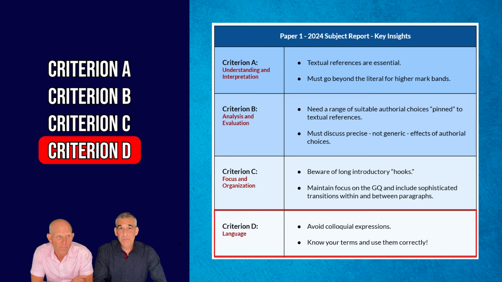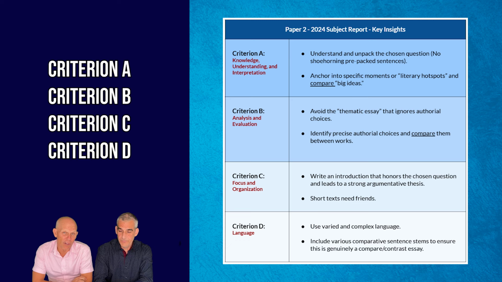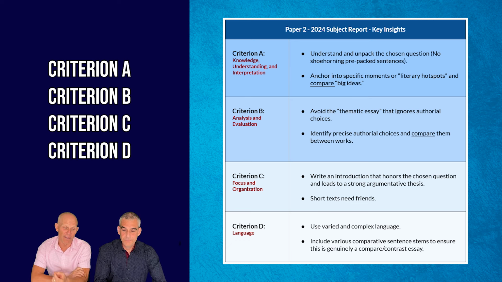That's right, the accuracy of those terms, criterion D. Mr. Giles, what do you say we move on to paper two? That's good. Paper two is a comparative essay. It's a literary essay. It's the same for lit and langlit.